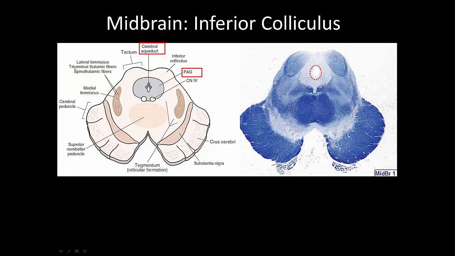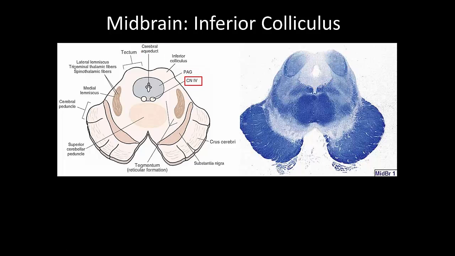Okay, we can see our cerebral aqueduct at this level, which is connecting the third and fourth ventricles to one another. And then that cerebral aqueduct is surrounded by a bunch of gray matter. This is referred to as the periaqueductal gray, and that's going to be very important in some of the pain reduction pathways.